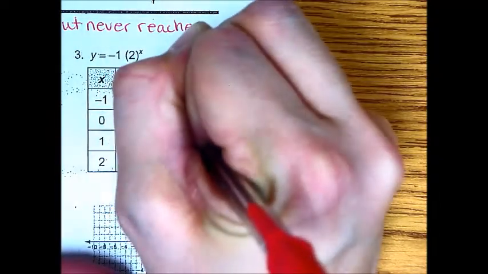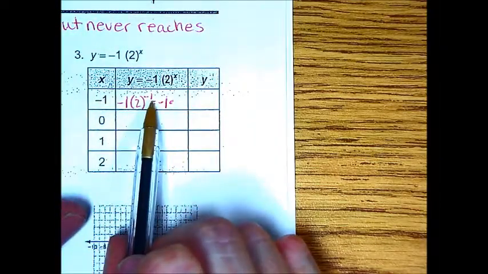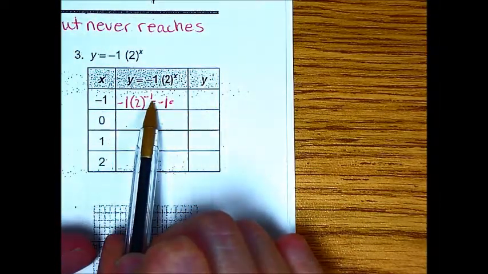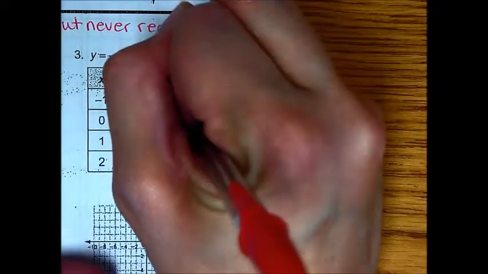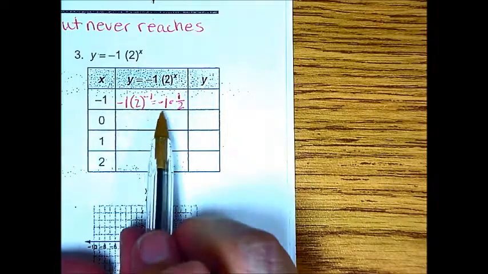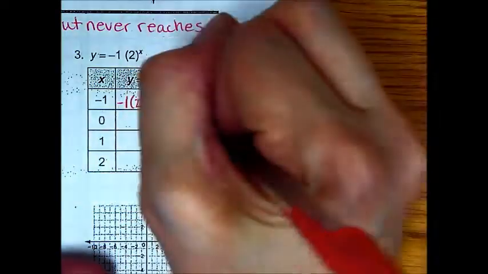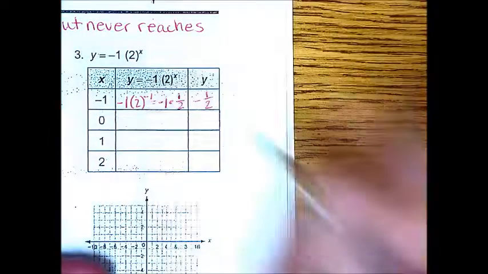Okay, guys, that's negative 1 times 2 to the negative 1. Don't put it in your calculator. It is not a negative number. That means do the reciprocal. It's times 1/2. Guys, negative 1 times 1/2 is negative 1/2.